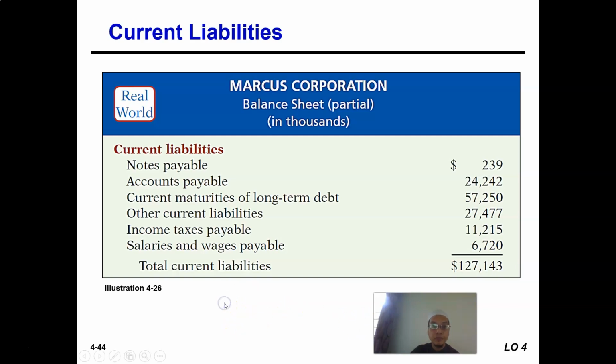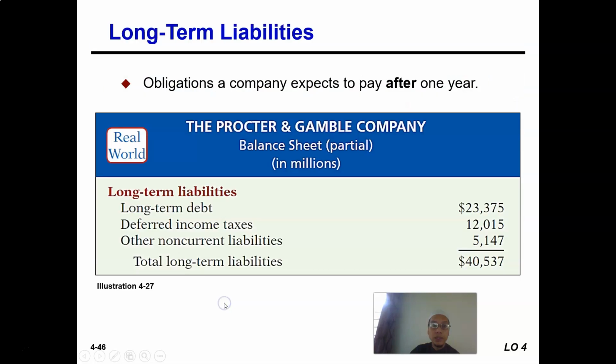Okay. Then the next classification is long-term liabilities, which are obligations the company expects to pay after 1 year. So after 1 year, meaning that if our balance sheet is on the 31st of December 2019, those that fall under long-term liabilities are only those obligations that we need to pay after 31st of December 2020. Okay, so which is beyond 1 year.